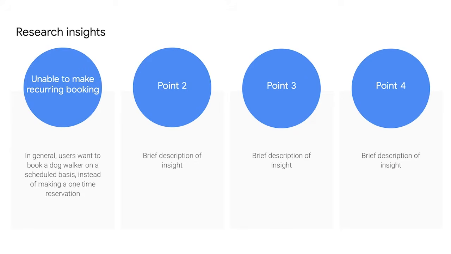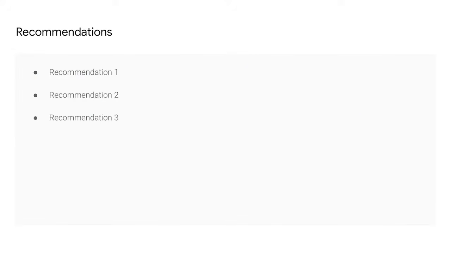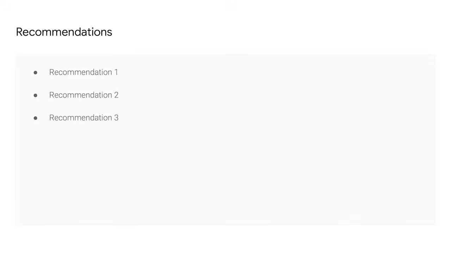Next, we need to provide some recommendations to our stakeholders. Recommendations are actions we think the stakeholders should take based on our study. For now, I'll just write one recommendation, but normally you would have at least 3. Based on the insight we shared in the last slide, my recommendation would be make it possible to book a dog walker on a recurring basis.